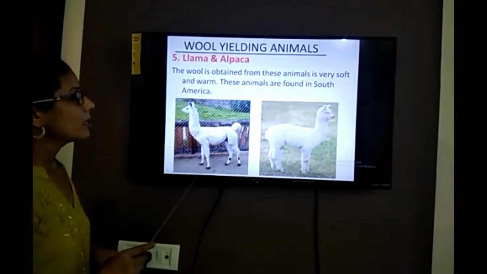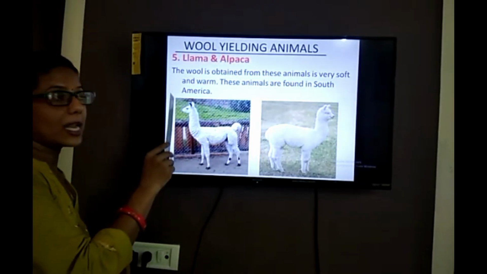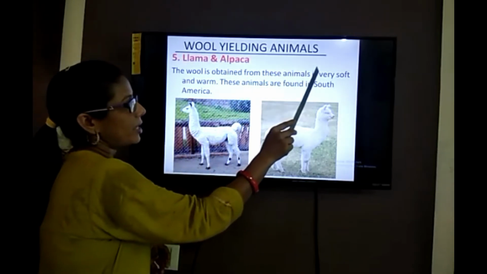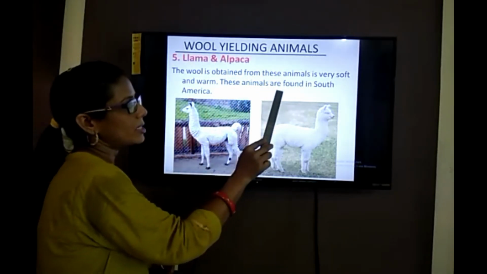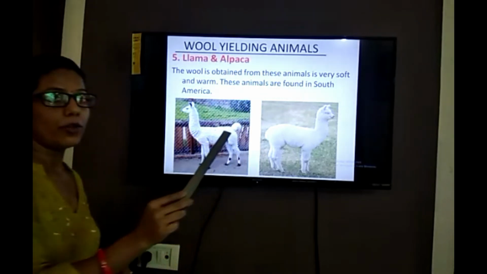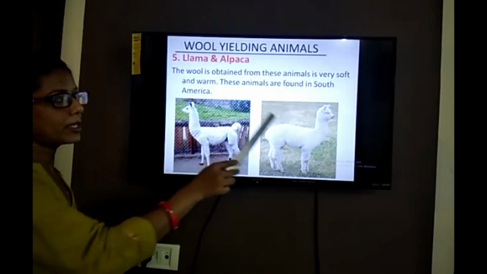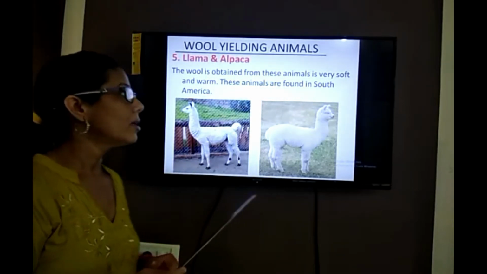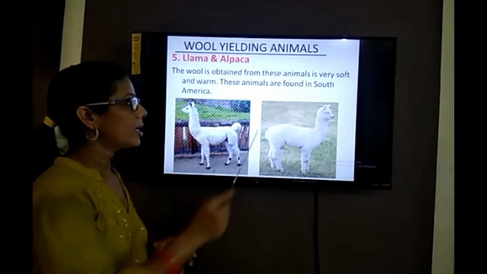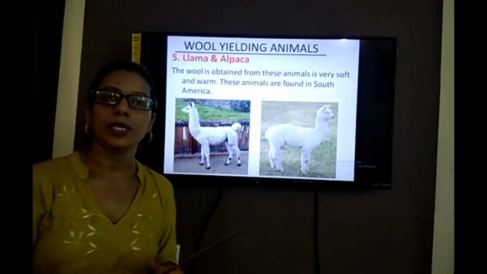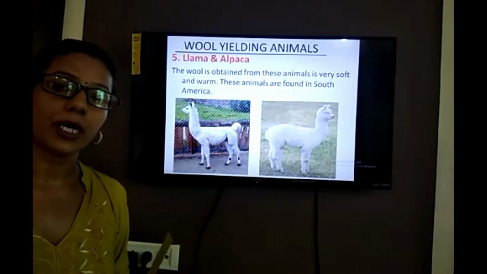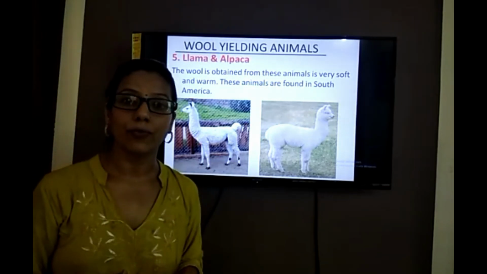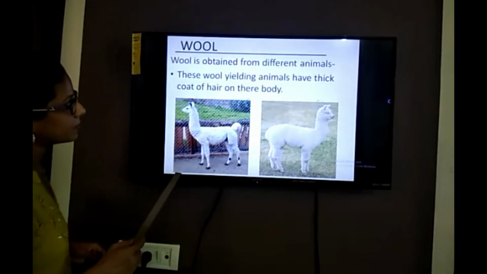Now next slide. The next wool yielding animals are the llama and alpaca. The wool obtained from these animals is very soft and warm. These animals are found in South America. You can see in the picture, this is a llama and this is an alpaca. They belong to the camel family, because the camel also provides us wool. Now next slide.